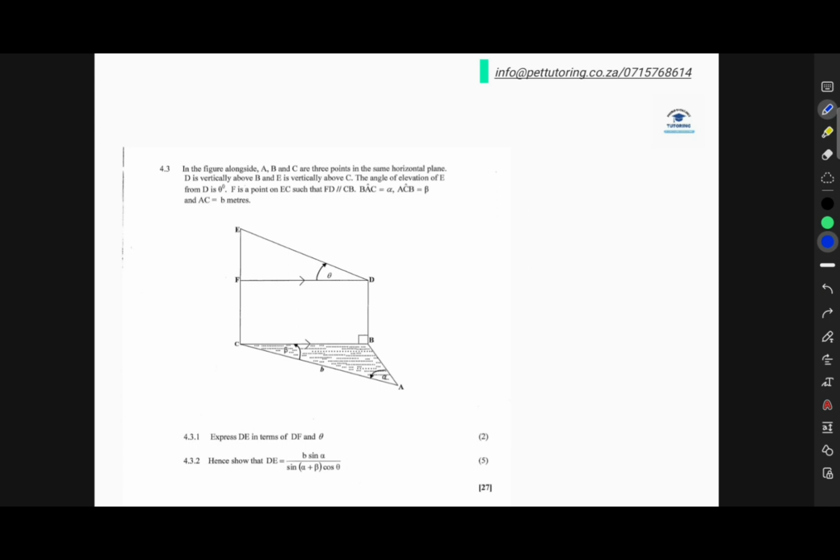In this tutorial, I'm going to take you through three-dimensional trigonometry, giving you some basic strategy on how to attempt questions like this. So just stay tuned, since I am going to start with this question.